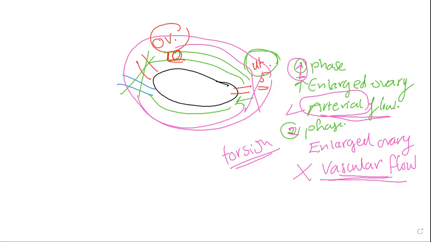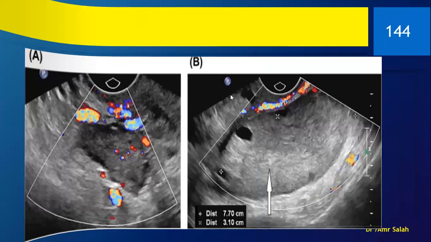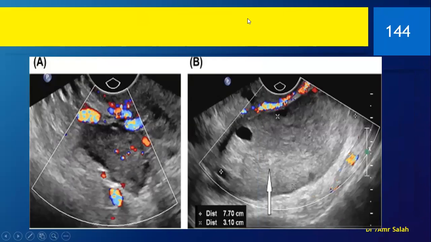All right. So let's see this by the ultrasound. What I want you to know is that there can be torsion with some vascular flow inside, namely the arterial flow in phase 1. Here there is no flow whatsoever. And the ovary is enlarged and heterogeneous, and there is no flow whatsoever. Okay. This is torsion.